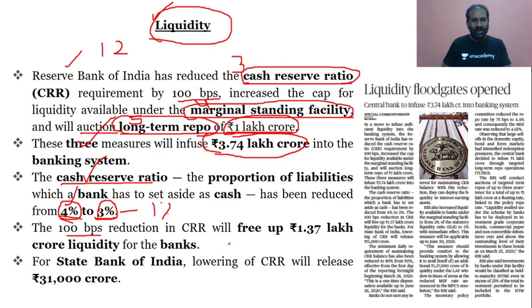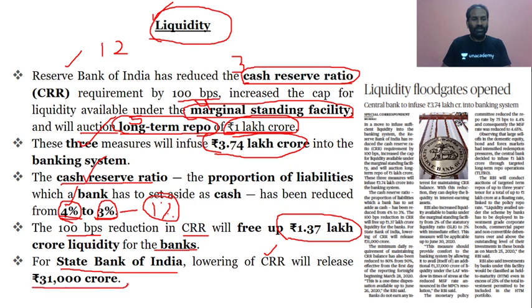So 100 basis points of CRR, this extra 1% with the banks, will free up 1.37 lakh crore of liquidity for the banks. So look at the various methods taken up by the RBI to make sure it is pumping enough liquidity into the banks. And by lowering the CRR by 100 basis points, from 4 to 3%, that 1% itself will release 31,000 crores.